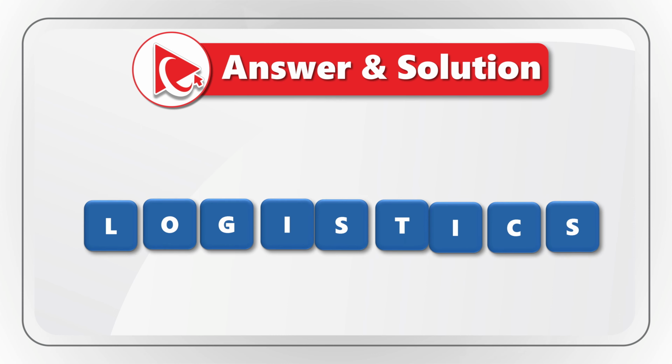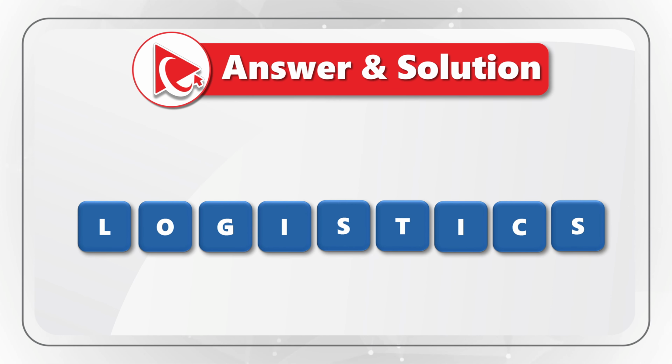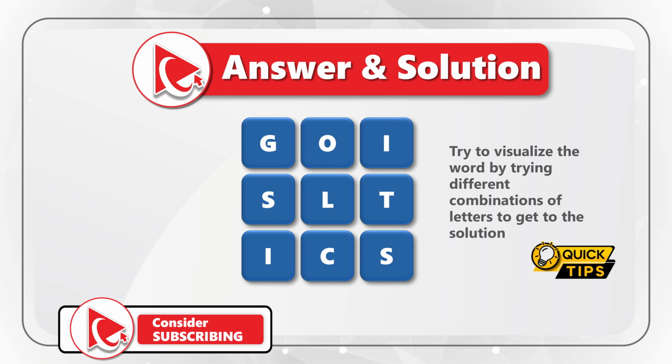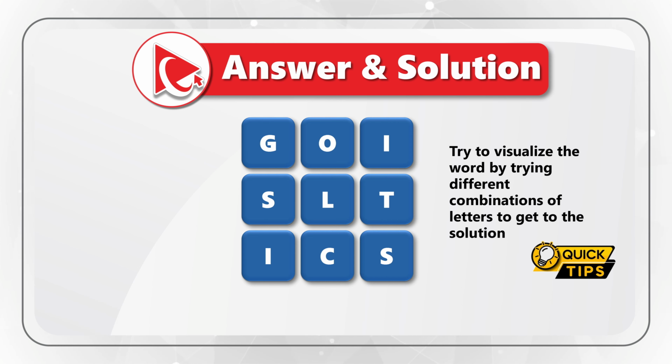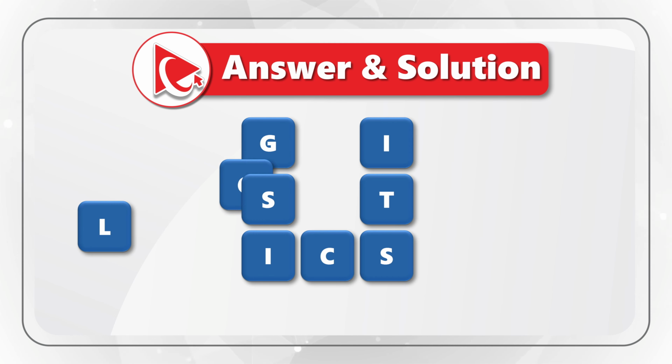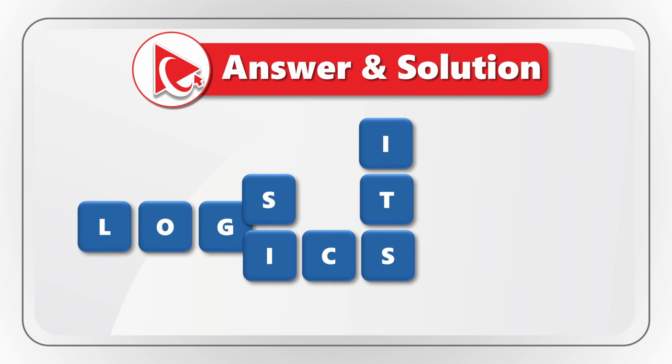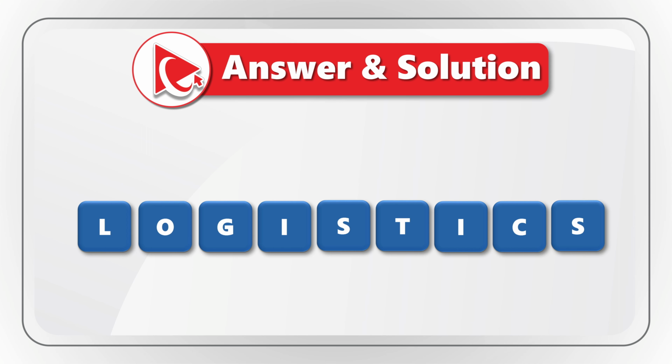The answer is logistics. The word is spelled L-O-G-I-S-T-I-C-S. To get better at solving these types of challenges, try to visualize the word and try different combinations. For example, if you look at the original nine letters, you will see that if we start from the middle, you can start building the word LOG, and then you build the remainder of the word to get to the correct answer. Do you have any other tips, tricks, or techniques that can help you solve these types of challenges? Please make sure to post them in comments.